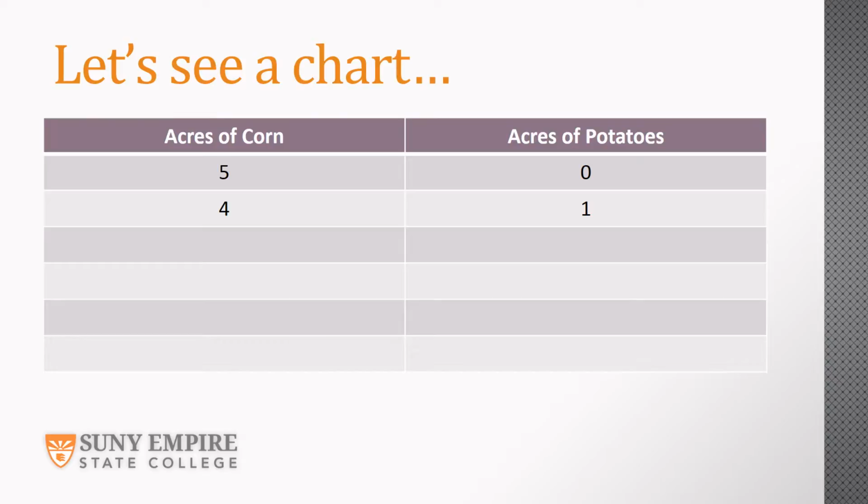Farmer Brown could choose to plant 4 acres of corn and 1 acre of potatoes. She could plant 3 acres of corn and 2 of potatoes. Farmer Brown might decide to plant 2 acres of corn and 3 of potatoes. Farmer Brown could plant 1 acre of corn with 4 acres of potatoes. Finally, Farmer Brown could use her entire farm to grow potatoes and plant all 5 acres with potatoes.